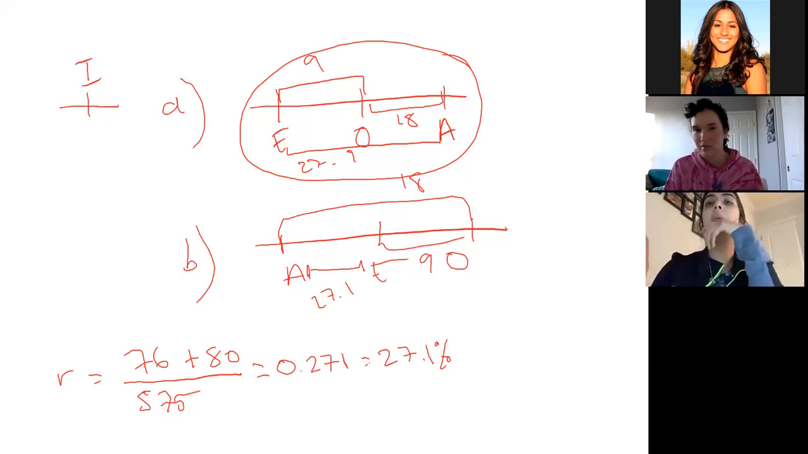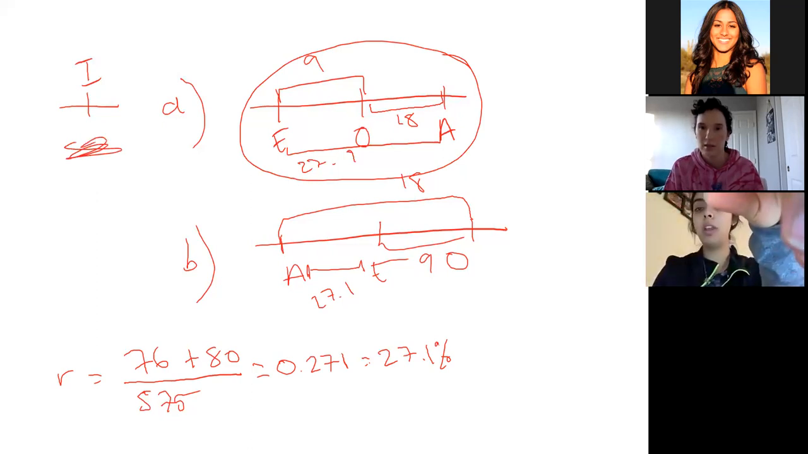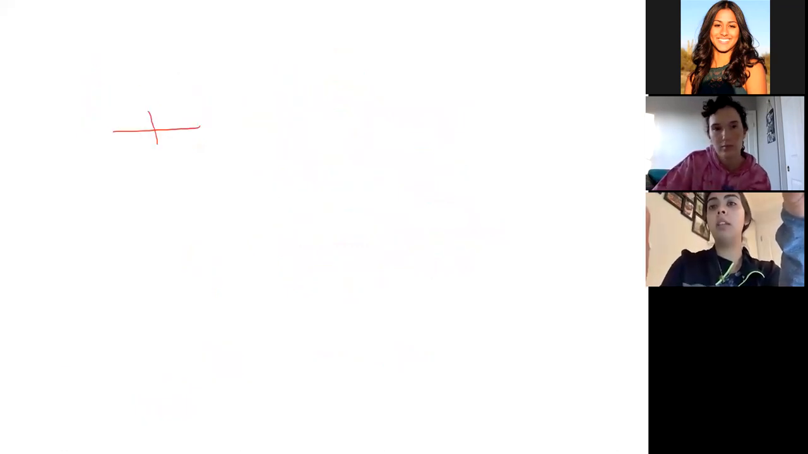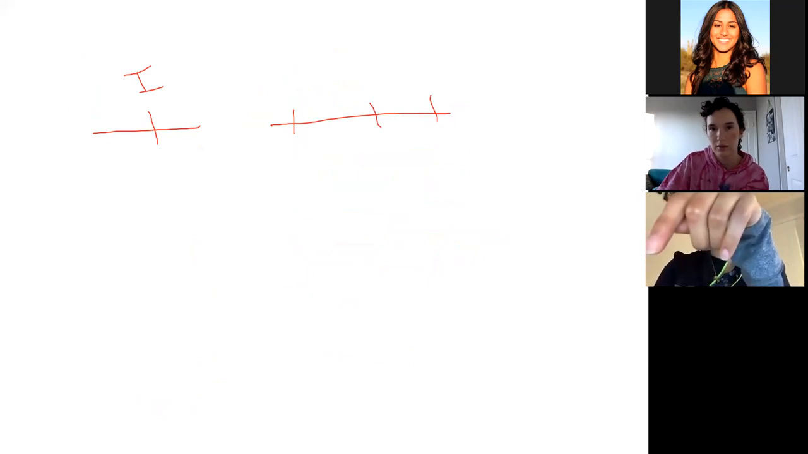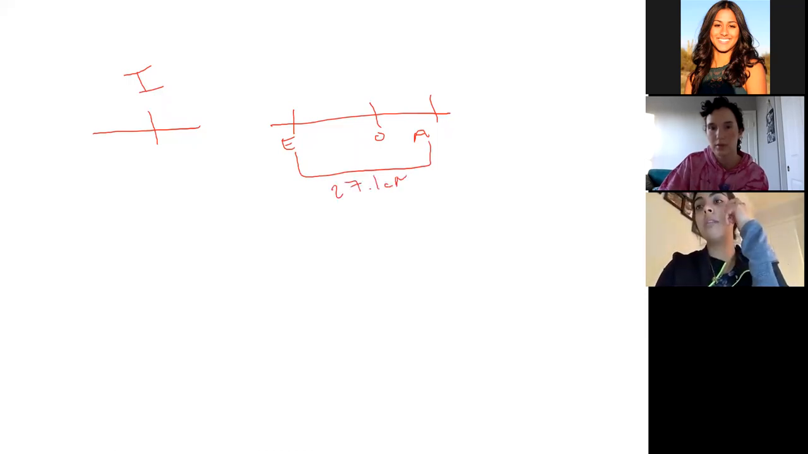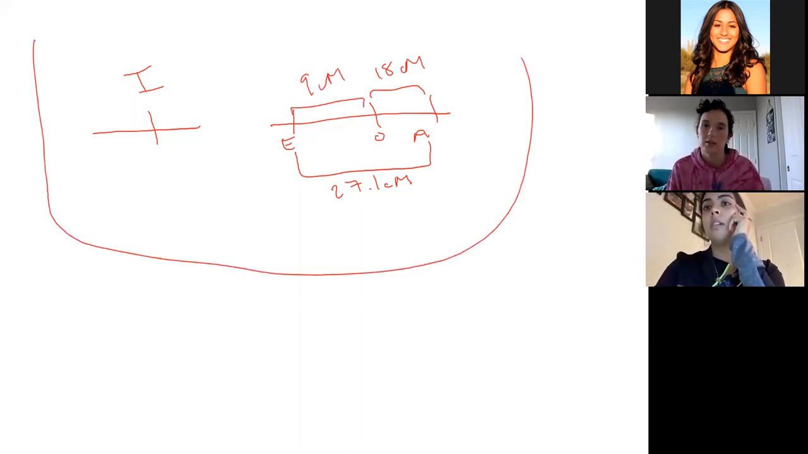And then whenever you map a map, remember you also need this one, right? So basically it would look like this. You have one chromosome with gene I. In the other chromosome, you have 3 genes: gene E, gene O, gene A. The distance between these two is 27.1 centimorgans, the distance between these two is 18 centimorgans, and the distance between these two is 9. So this is your answer.